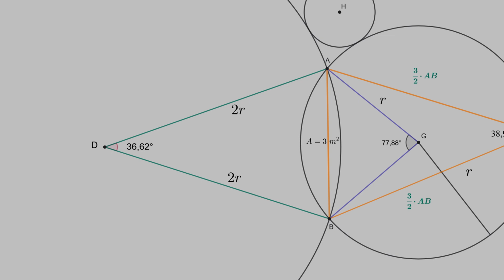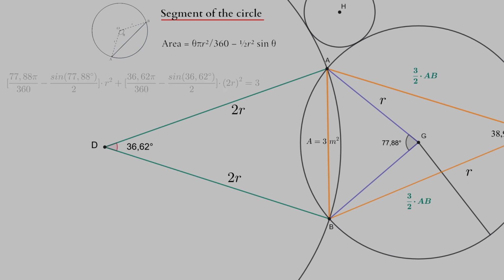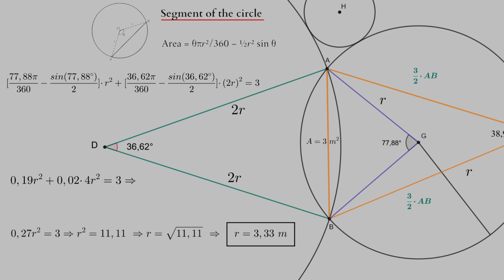Well, we know the total area of the overlap, which is 3 square meters, and the area of this overlap is the area of this segment here, plus the area of this segment here. Now we'll use a formula for the area of a circle segment, and the area now becomes 77.88 times pi over 360 minus sine of 77.88 degrees over 2 times r squared plus 36.62 times pi over 360 minus sine of 36.62 degrees over 2 times 2r squared equals 3. And we do the calculations and all the algebraic operations, and we end up with r equals 3.33 meters.